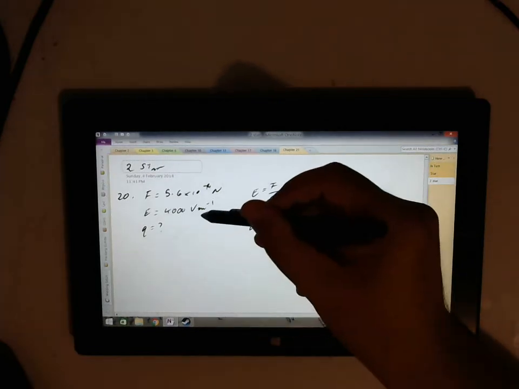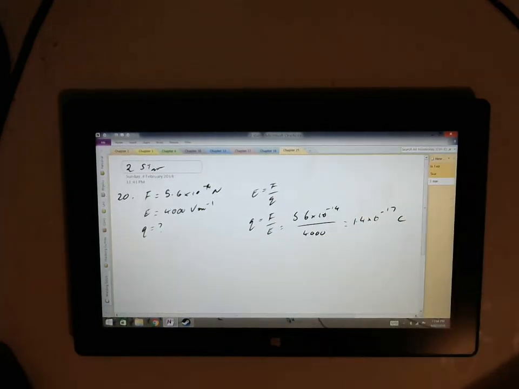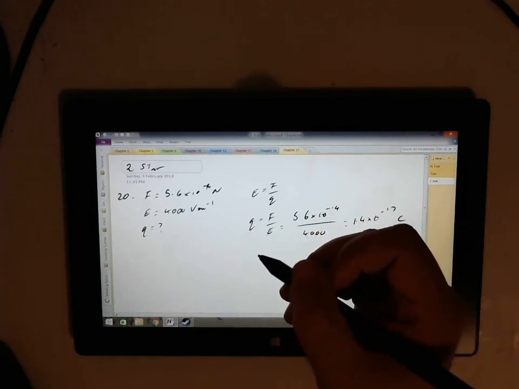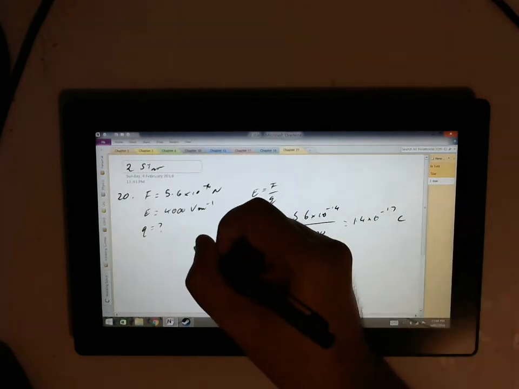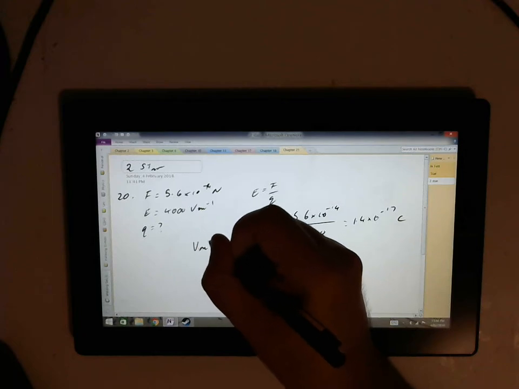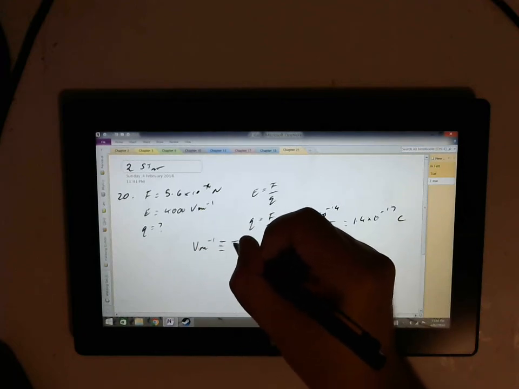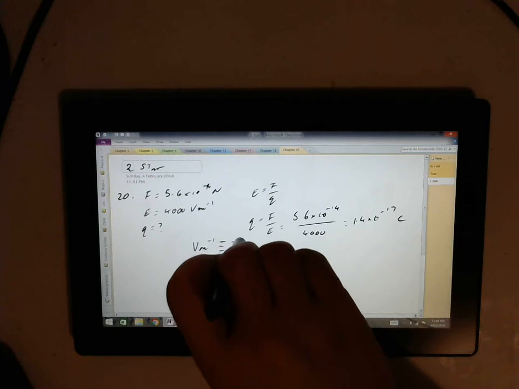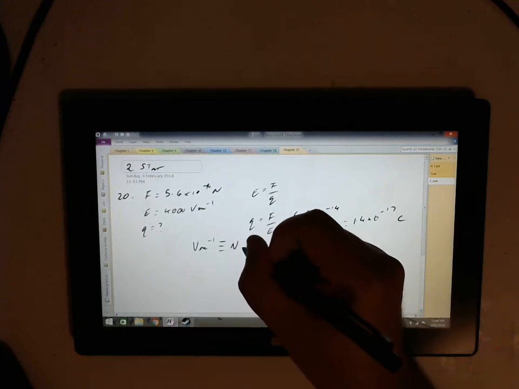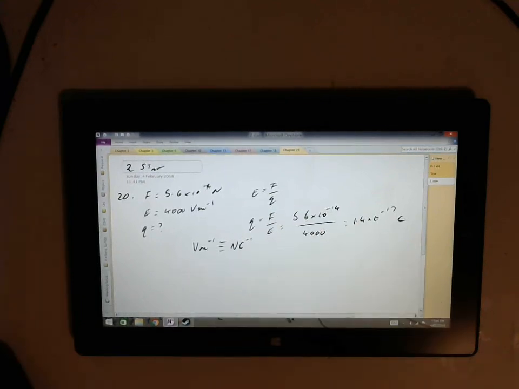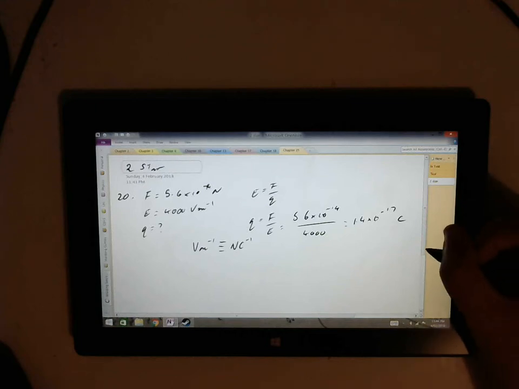Okay, so I guess volts per meter is the same unit as newtons per coulomb. So we could write that as an established fact then. Volts per meter is equivalent to newtons per coulomb. Alright, let's move on.